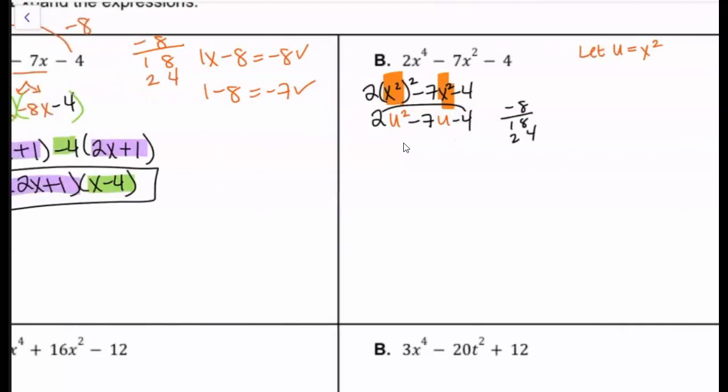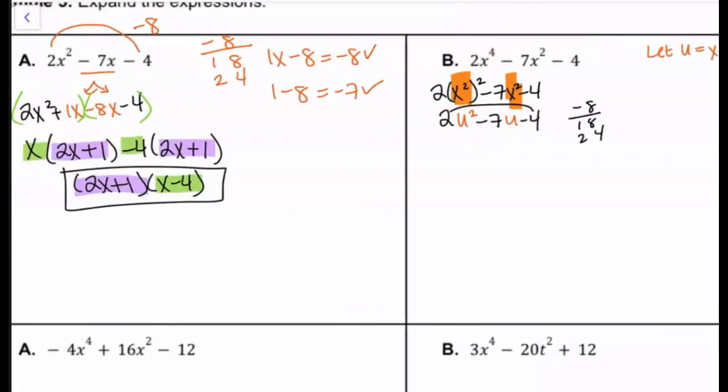And you'll notice, if you compare these two problems, they're essentially the same problem. 2x squared minus 7x minus 4, 2u squared minus 7u minus 4. So we already know what the answer should be. We know the answer should be 2u plus 1 and u minus 4.